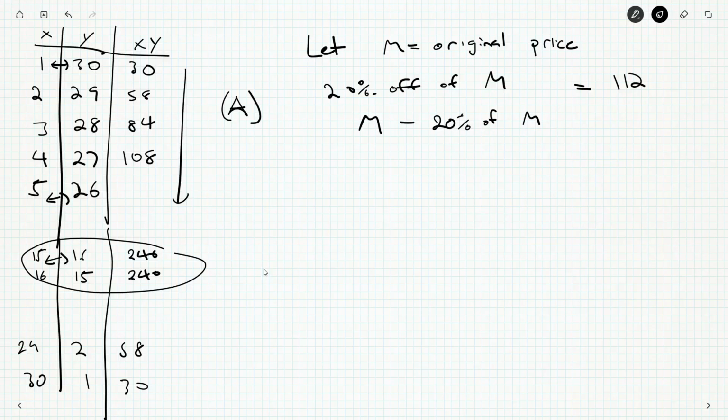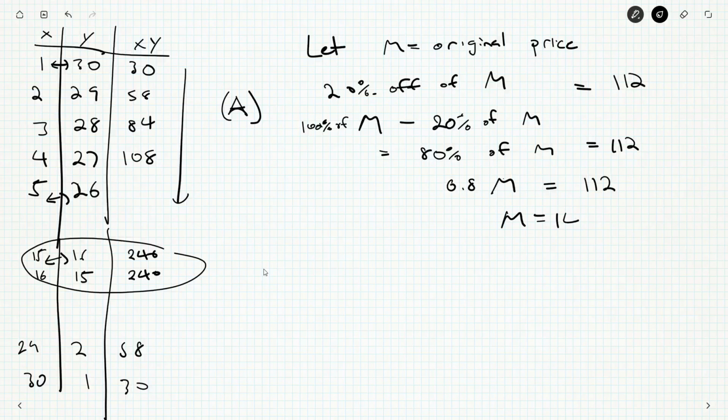Or you could say, well, M all on its own is 100% of M. And so really this is 80% of M. Either way, you can set up an equation, you can figure out what M is. I will very briefly figure out what M is here. 80% of M is just 80% divided by 100%, or 0.8 times M. So we set up a quick equation here, and we divide 112 by 0.8, and we get M is 140.